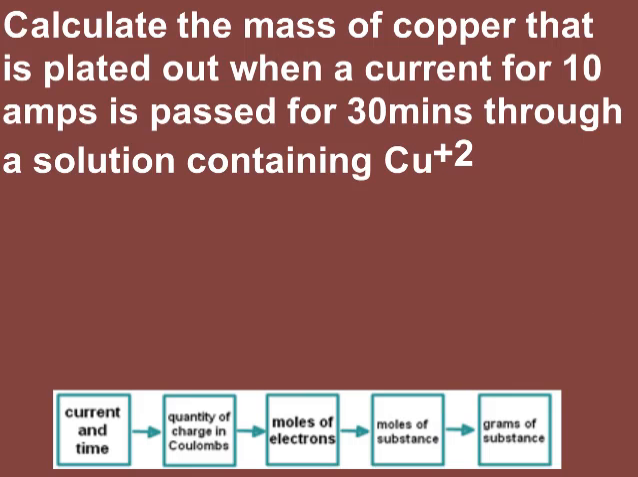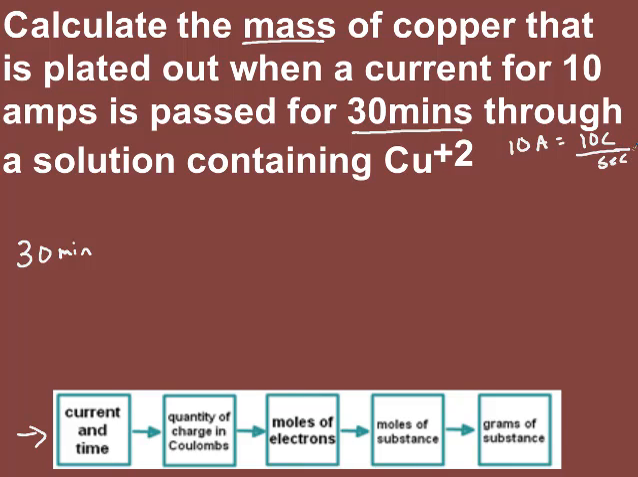On this one, we're calculating the mass of copper that is plated out when a current of 10 amps is passed for 30 minutes through a solution containing copper 2 ion. When they give you time, you're going to start with the time, so 30 minutes. And it says that we have 10 amps. I'd recommend saying that that's 10 coulombs per second on your paper.